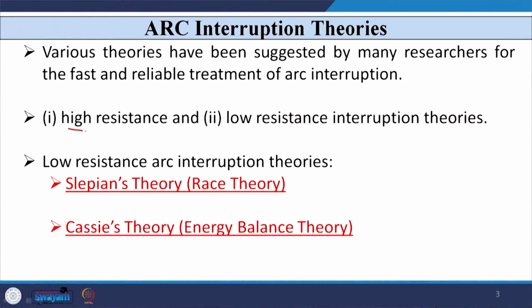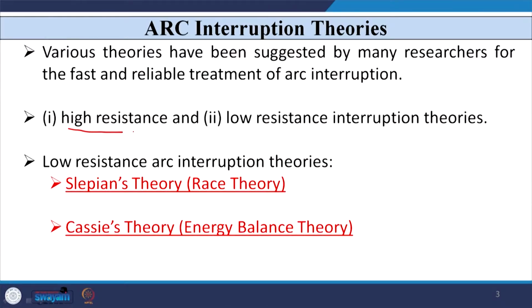Different types of medium can be used to quench or extinguish the arc. If you go through the literature, different theories have been suggested by various researchers for the fast and reliable extinguishing of the arc. Most of the theories are divided into 2 parts. The first is the high resistance interruption theory, and the second is the low resistance interruption theory.